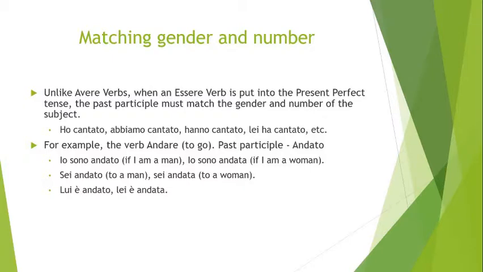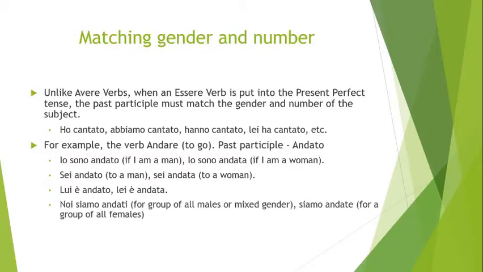Lui è andato. Lei è andata. See that? So it changes by gender. And it changes for number too. Noi siamo andati. Right? If it's all men or if it's mixed gender, it would be siamo andati. If it's all women, siamo andate. So it matches the gender and number of the person that's doing the verb.